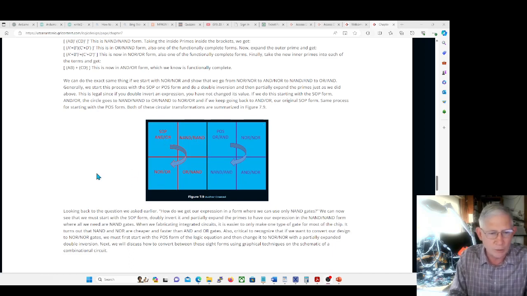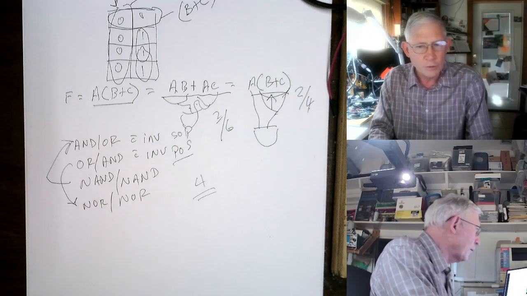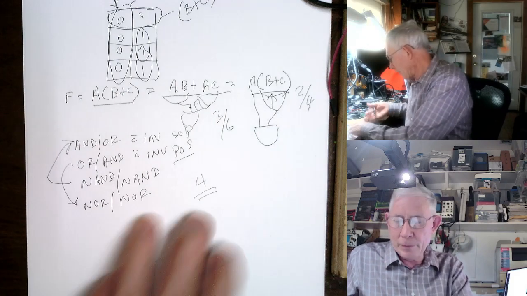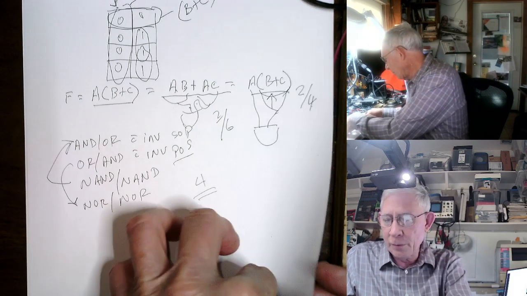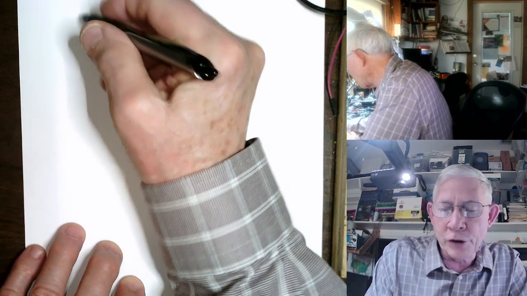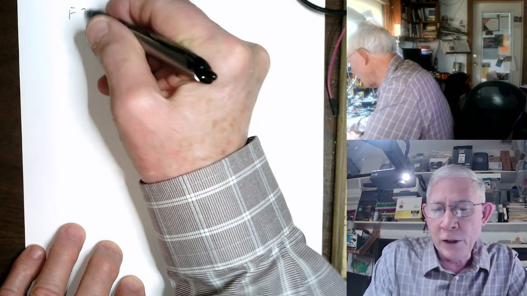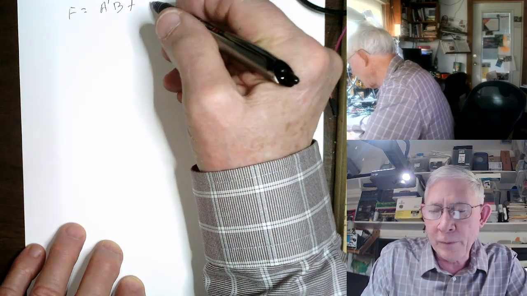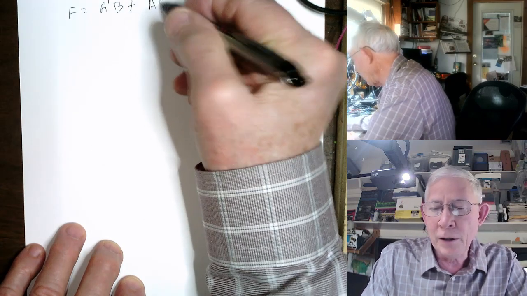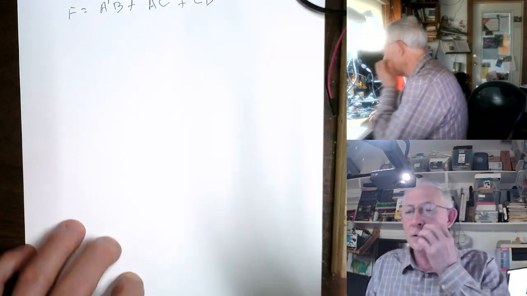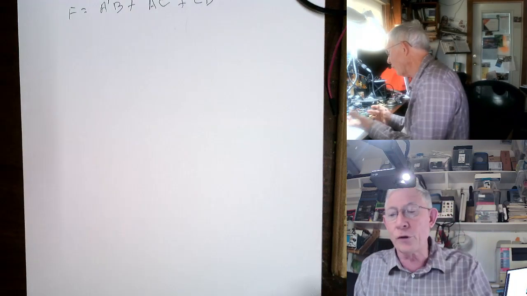Let me show you what that looks like. It's pretty straightforward. So let's say we have an OR AND. So we'll just write an SOP form. Let's say F equals A prime B plus AC plus CD. Okay, so that's our going in equation, and we want to convert this to NAND.